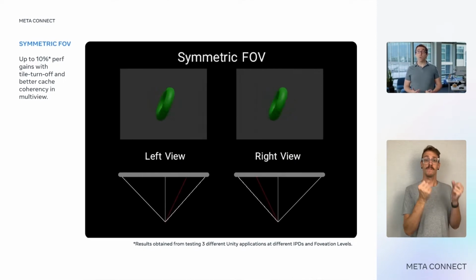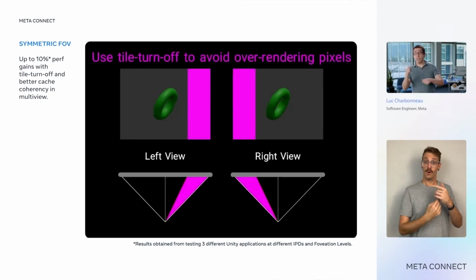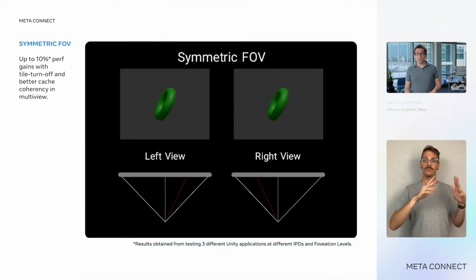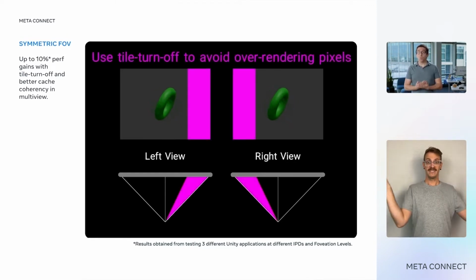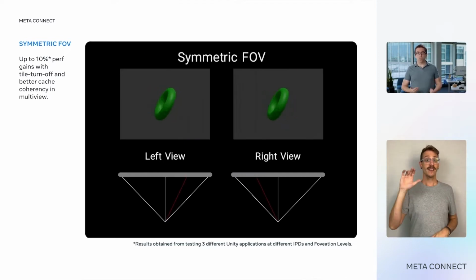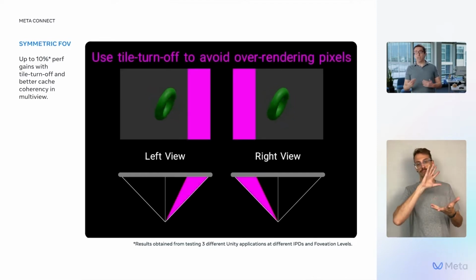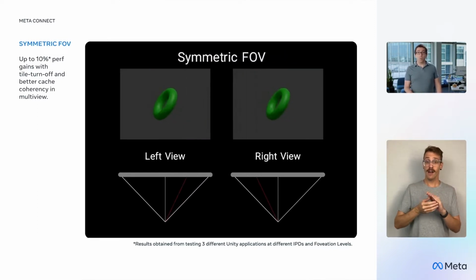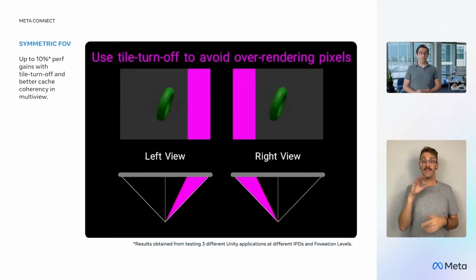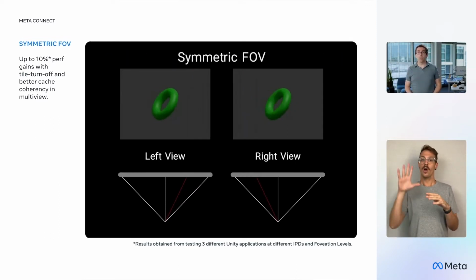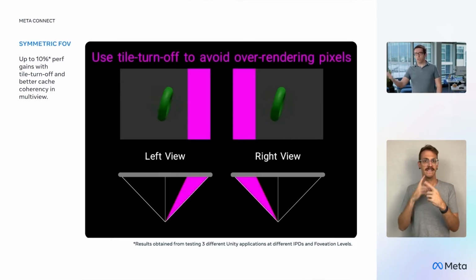First, by using multi-view, which renders both the left and the right eye tiles at the same time, there's a higher chance that the content will be similar in both eyes when symmetric FOV is enabled. This results in better cache coherency, which results in better performance. The other optimization we do with the help of the fragment density map extension is to turn off rendering for tiles that are invisible to the users. You can see what it looks like here.